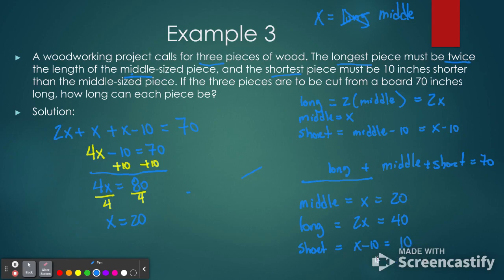So to check this question, we set an equal sign there, put a little plus sign, we add those all together, and we find out that those boards would add up to 70. Check. So that's our check to make sure that we have the right expressions, we have the right value. So the question is, how long can each board be? And here it is, 20 for the middle, 40 for the long, and 10 for the short. All right.